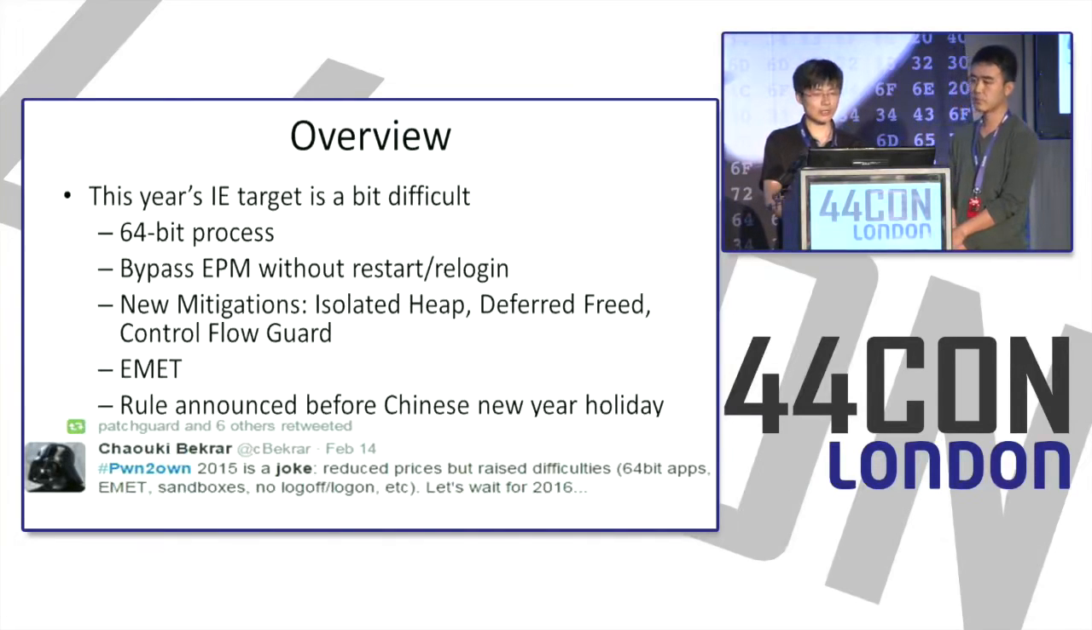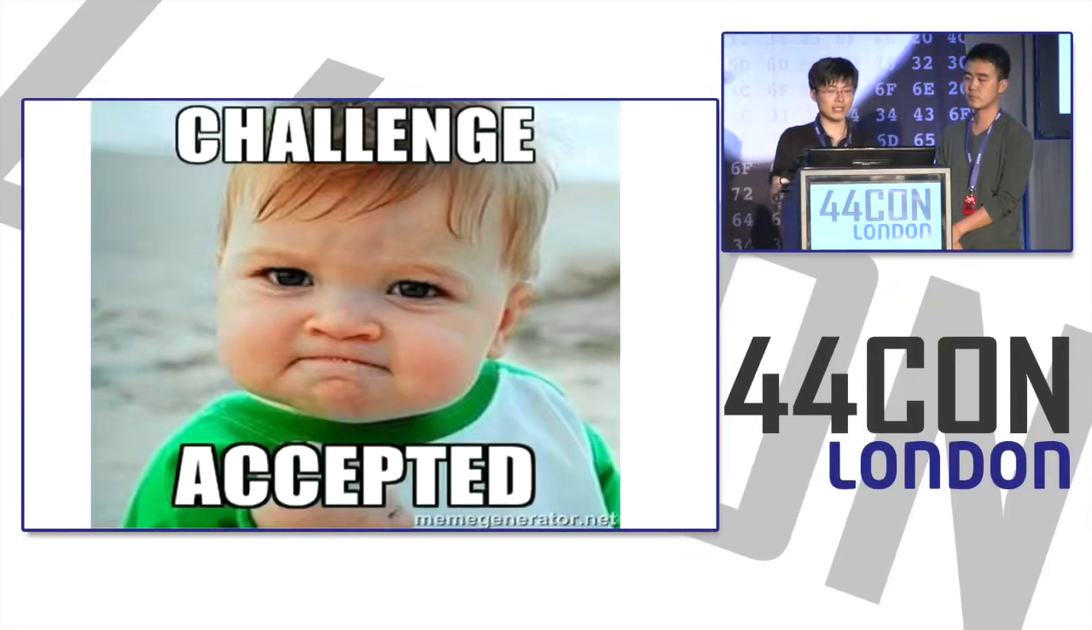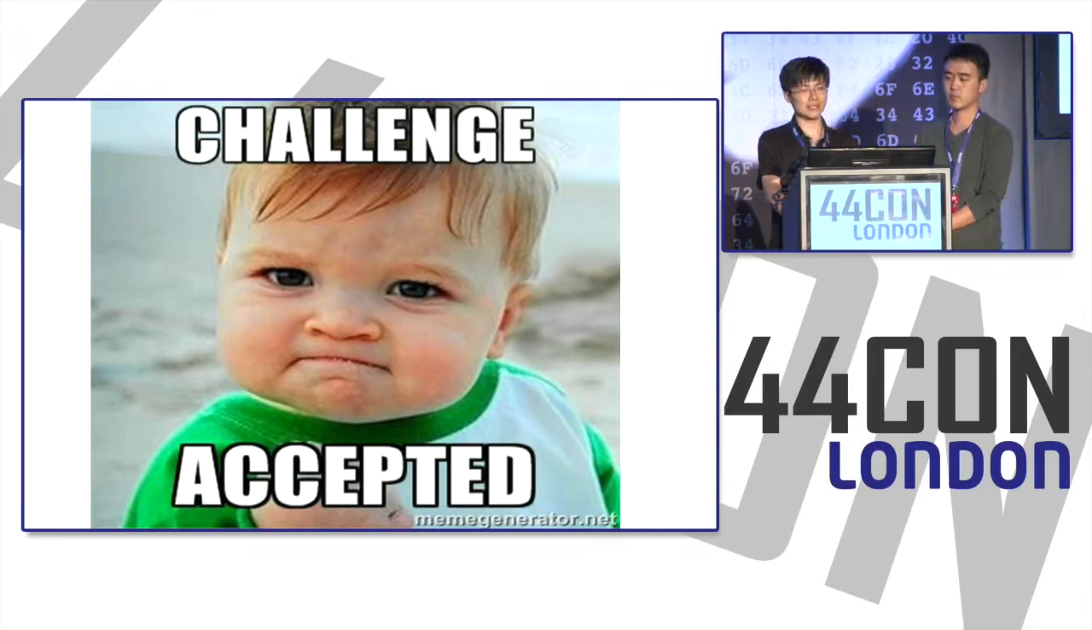The CEO of Open had some comments on this year's Pwn2Own contest. He said, Pwn2Own 2015 is a joke. It reduced the prizes but raised the difficulties. So let's wait for next year. By the way, this year's prize for IE is 65,000, and last year the prize was 100,000. It actually reduced a lot in prize, but raised a lot of difficulties. But we do not want to wait until next year, so we decided to accept this challenge.